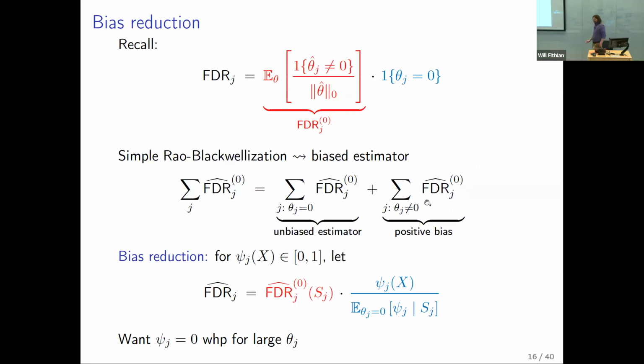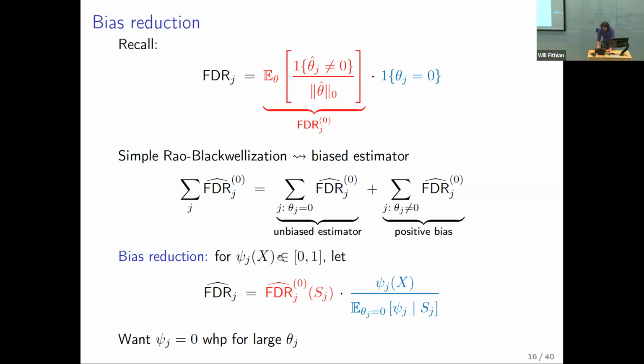And this positive bias actually could be quite large, because for the non-null terms, first of all, we're calculating the conditional expectation under the wrong value of theta j, so we don't know what it looks like. And furthermore, the probability of being selected might actually be pretty high for various reasons. So this positive bias can actually be quite large here. And so we want to do something about this positive bias. Essentially, we want to kill the terms for which the hypothesis is demonstrably non-null.